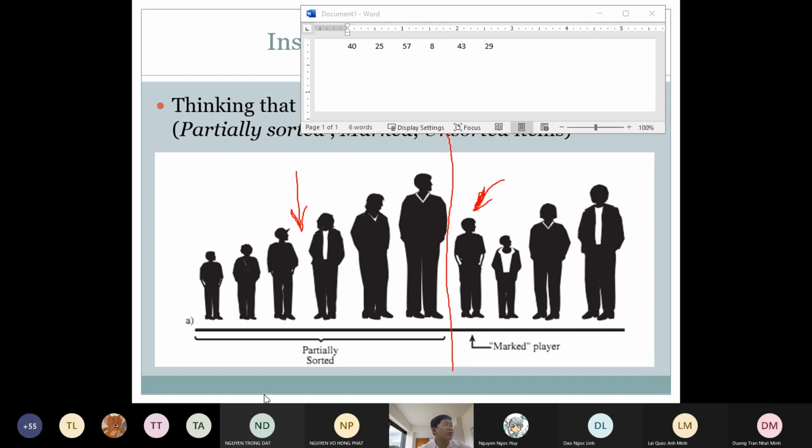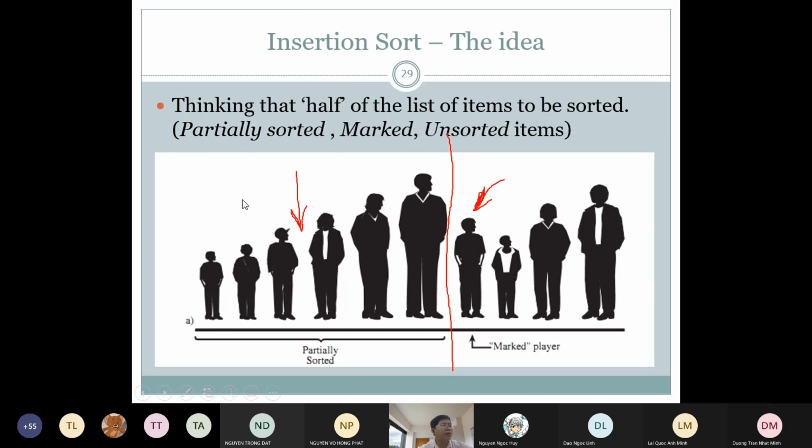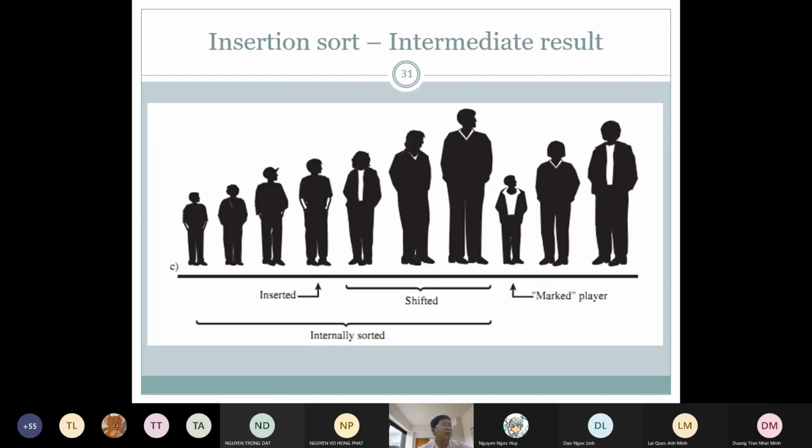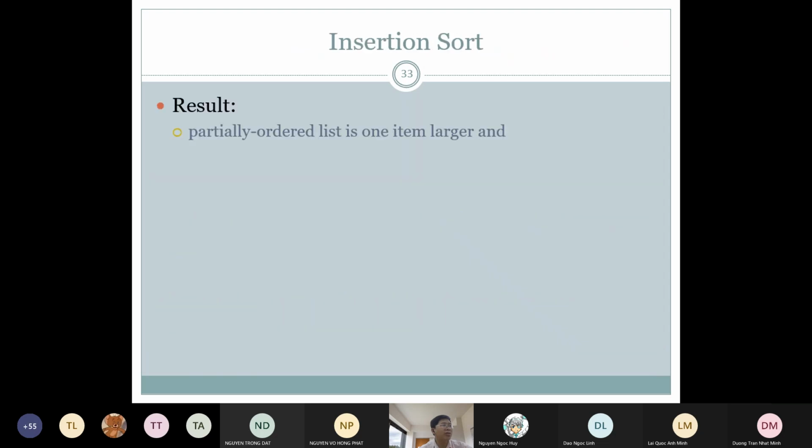Okay, so if you finish with the manual sorting, try to have a look at the algorithms.